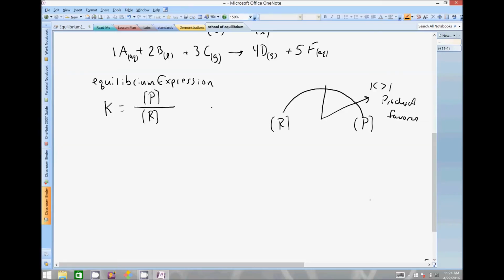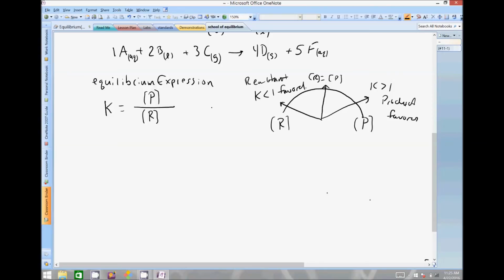If we're in the middle, then they're equal, and we're right balanced. Neither products nor reactants would be favored. The concentrations of my reactants would equal the concentrations of my products. And if we're on this side, K would be less than 1, and it would be considered reactant favored. Alright, so how do I write this out with this thing?